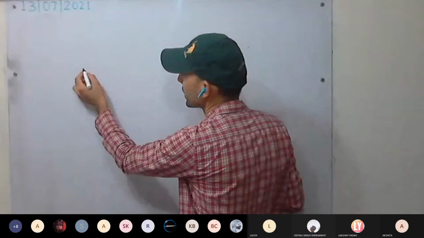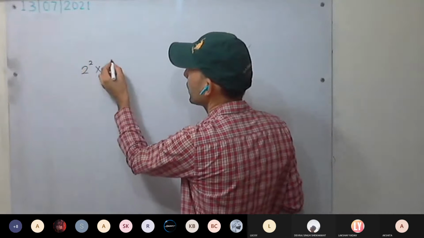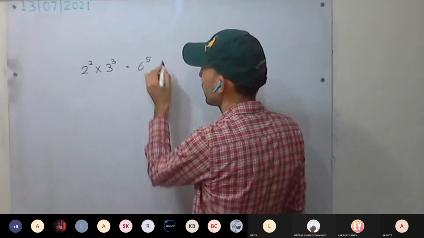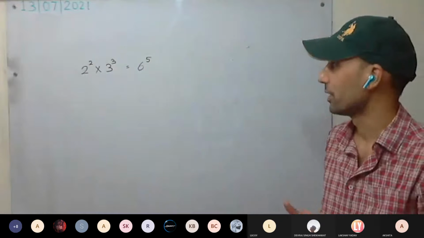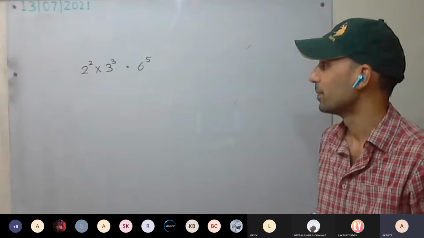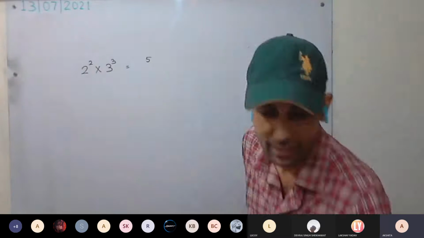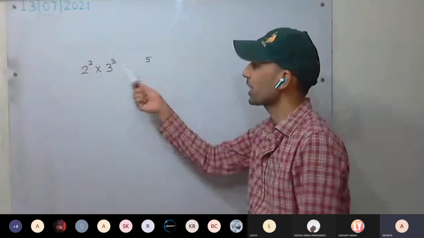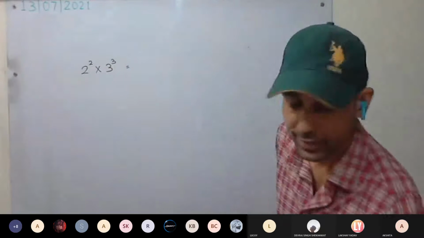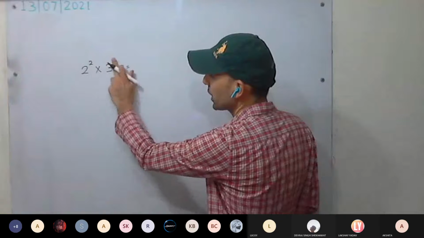Okay, please tell me, is it correct? 2 raised to power 2 into 3 raised to power 3 equals 6 raised to power 5. Is it correct or wrong? Sir, wrong. Base are not same, so we cannot add the powers. So what will be the answer? Base are different, so we can't add the power.